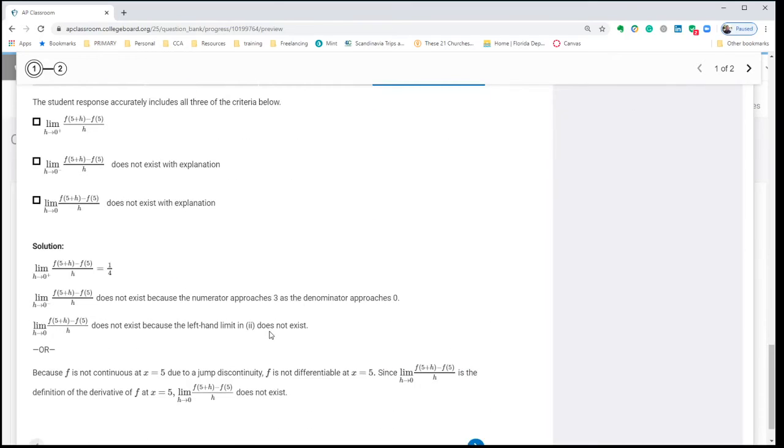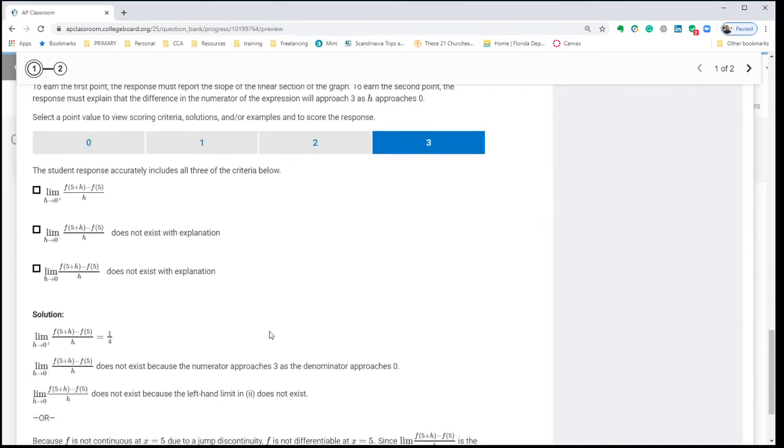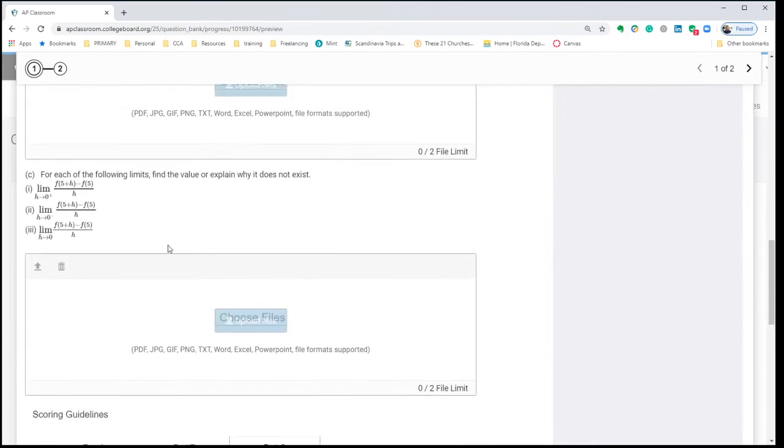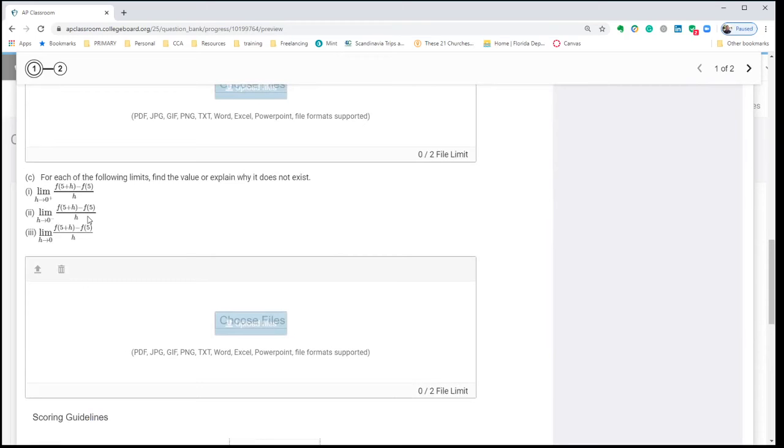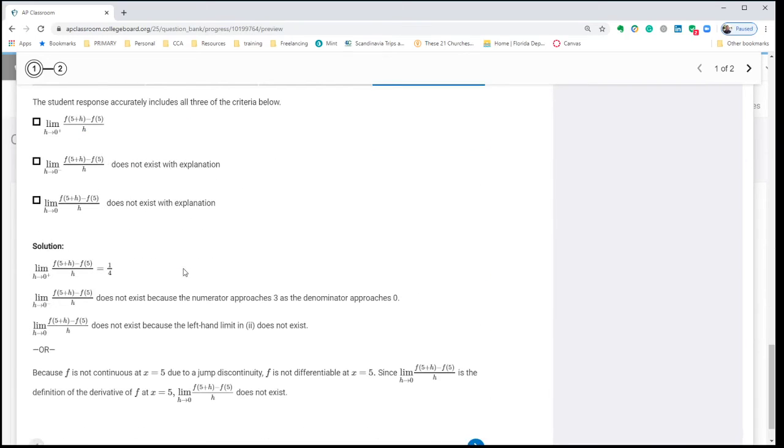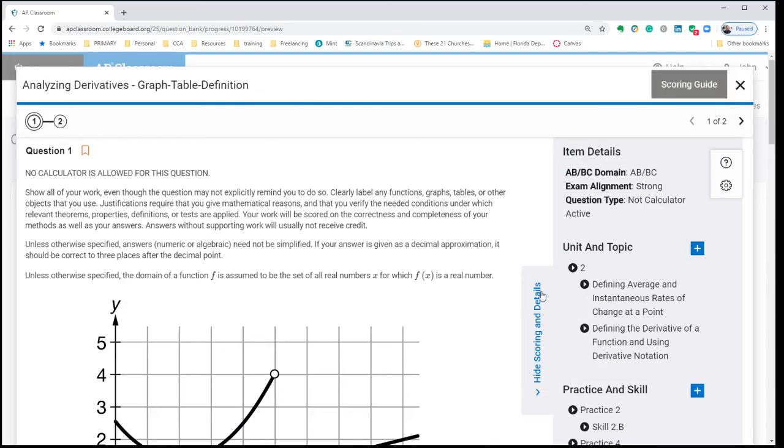I'll be perfectly frank with you. I'm still looking at this, why they're saying the left side limit doesn't exist. And they're saying because the numerator approaches 3 as the denominator approaches 0. So that's the answer there. And I'm going to have to dig deeper, and I will, to find out the answer to that. Okay, so that is the first one.